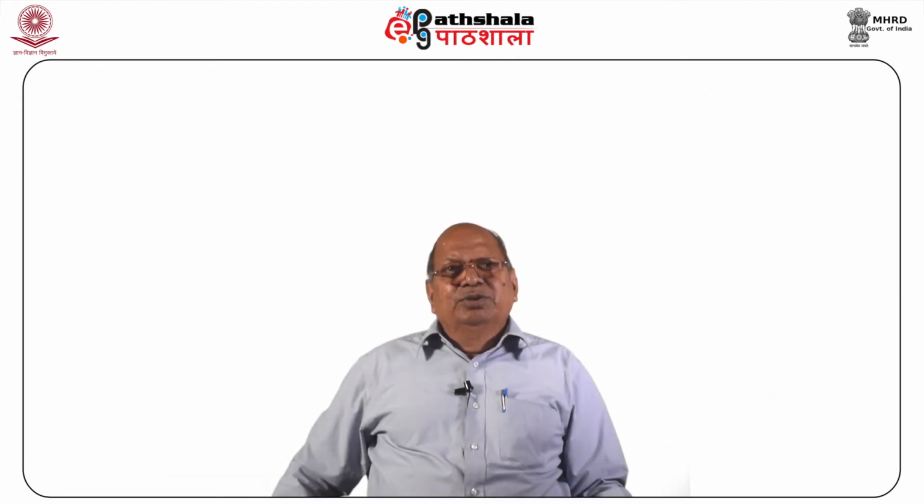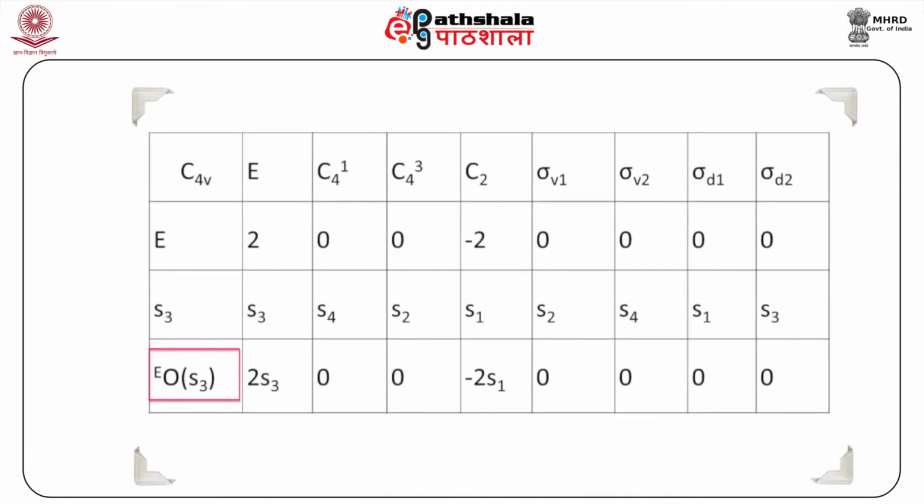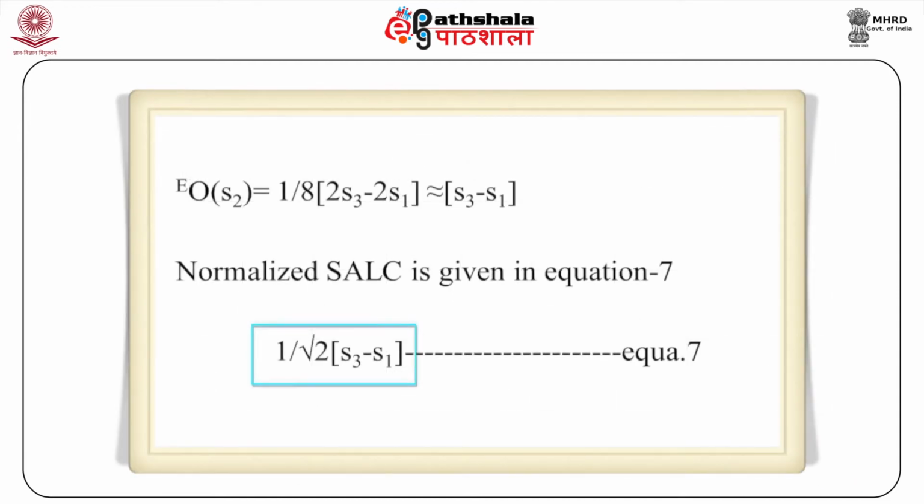If we make use of the operators corresponding to E on function S3, again the table over here shows how S3 transforms and how EOS3 is there. By simple calculation it comes out to be 1 upon under root 2 S3 minus S1, that is equation 7.